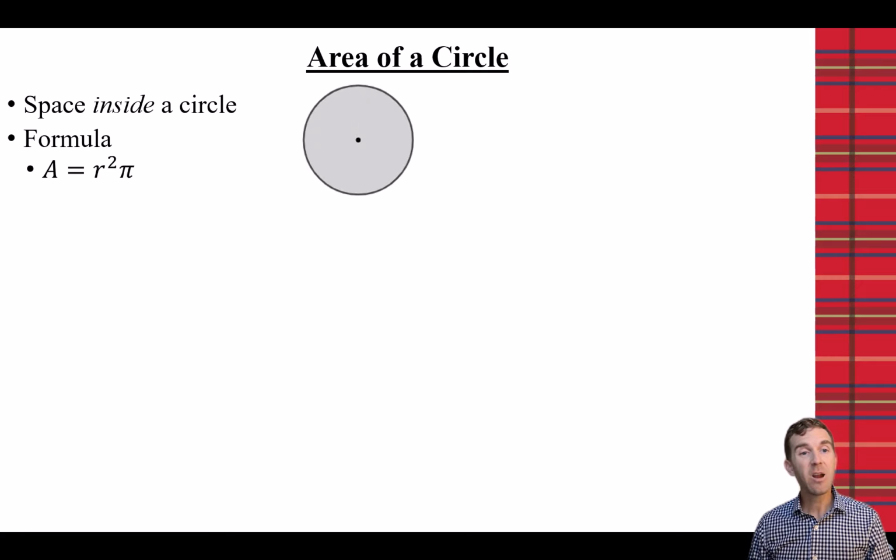Now we can also talk about the area of a circle, which is all that space inside a circle. For this, we use area as pi times the radius squared, or the radius squared times pi. So we do need the radius in this case.